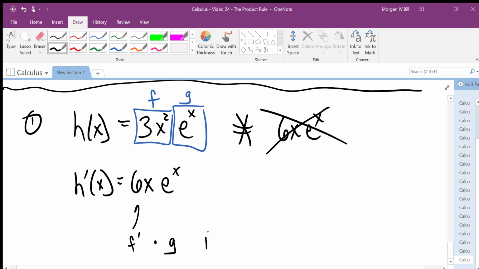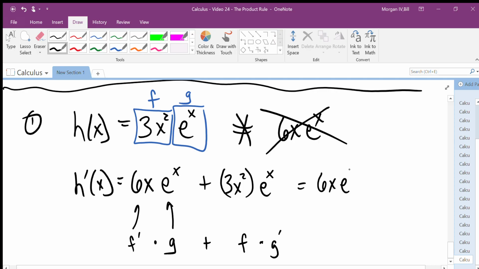Then plus, we want the original function f times the g prime. That's our product rule. The original function f is 3x squared. The derivative of e to the x, this one's interesting. The derivative of e to the x is e to the x. And so I get this as my answer. I get 6x e to the x plus 3x squared e to the x.